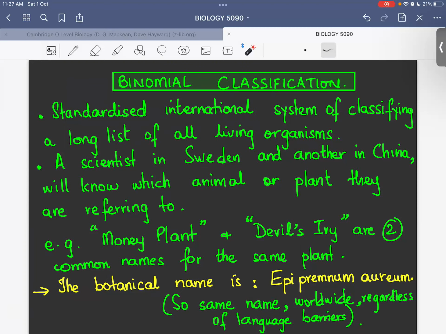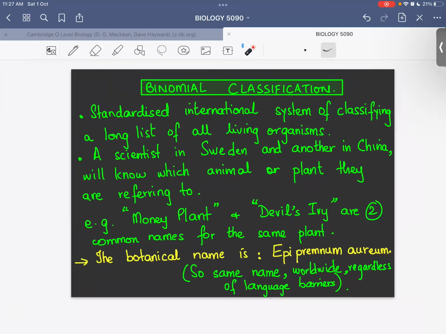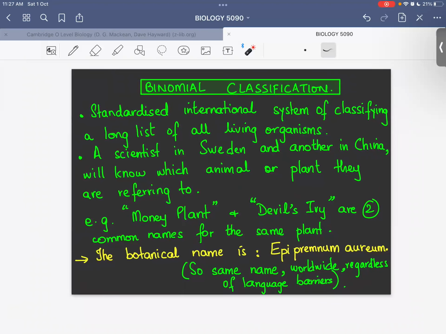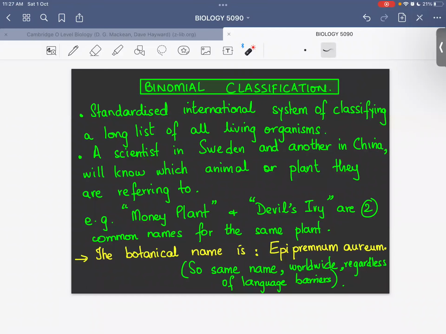Miss, I've read it. Okay. Yes. What do you understand by this? What do you mean by binomial classification? Miss, like different ways of classifying the same thing. No. What is the binomial in all this discussion? What is binomial?